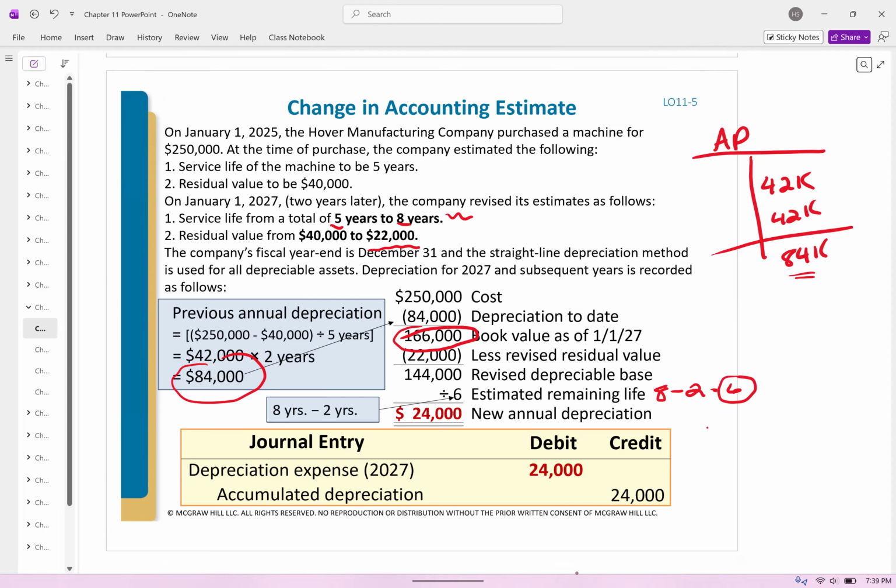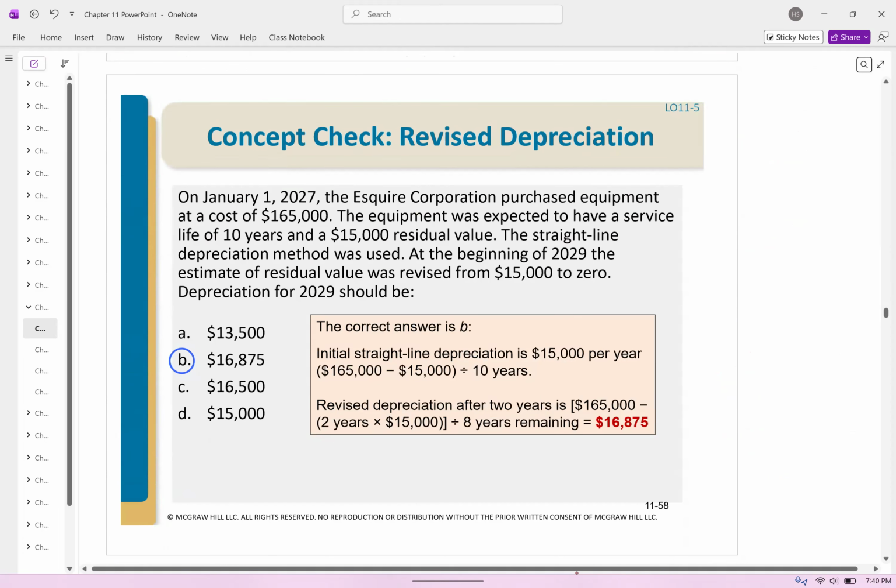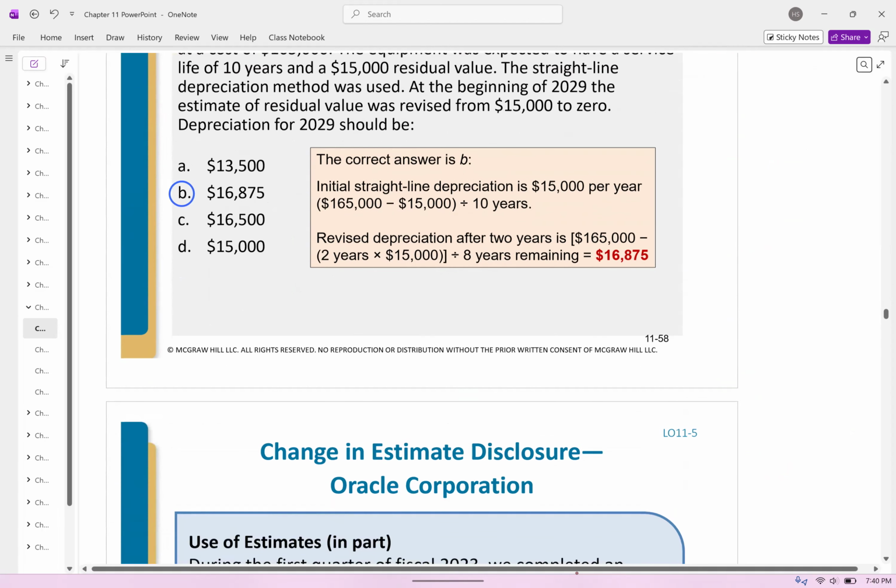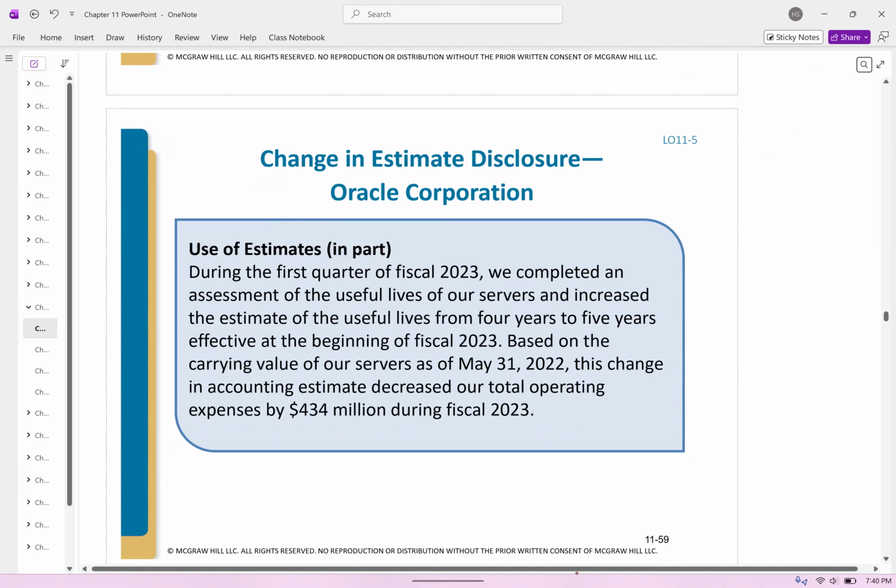So we take the 166 minus the 22,000 and divide that by 6. And that is what will give us our new depreciation. Notice there is not a journal entry going backwards here. It is only going forwards. There is one you can work on your own. They give us a little disclosure here from Oracle, kind of showing here's our change in estimate they had. How does it affect our financial statements?